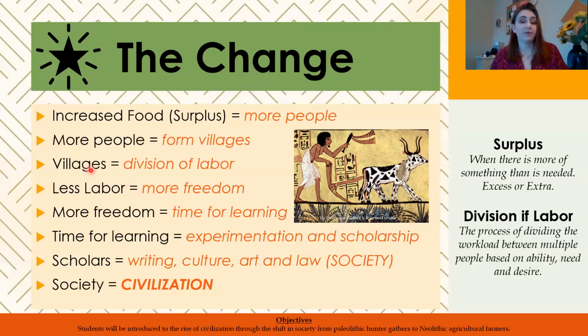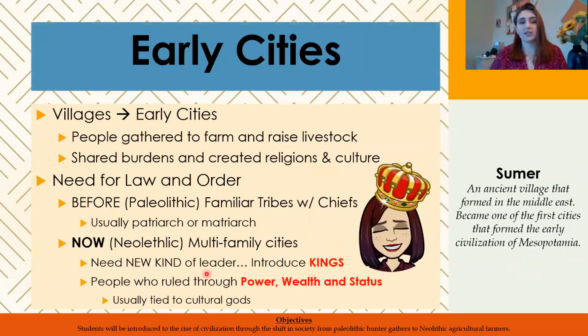People would have free time to develop culture. This freedom would allow for time for learning, which would allow for experimentation and scholarship. And then scholars would develop writing, culture, art, and law, which is the basis of what we call society. And society would allow for our first civilizations to form. So all of this change would allow for early cities to develop.